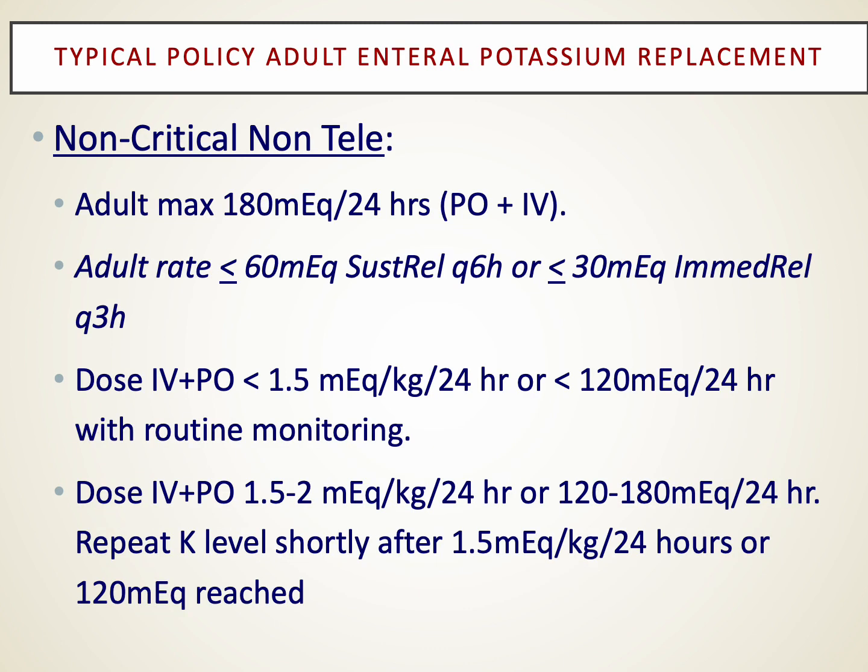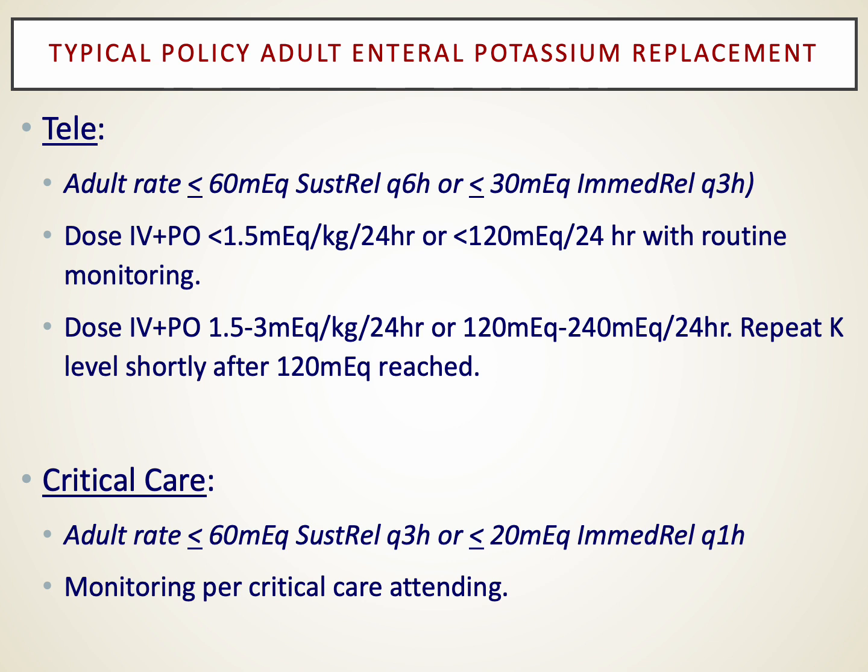And then for enteral potassium replacement in non-critical situations, we can give adults typically 30 milliequivalents every 3 hours if it's an immediate release oral formulation, or if it's a sustained action formulation, 60 milliequivalents could be given as well. But we want to look at how much we're giving IV and PO and not overdo the amount of potassium we give a patient at any one point in time because of the risk for cardiac arrhythmias from hyperkalemia. Then there are some enteral guidelines for telemetry and critical care as well.